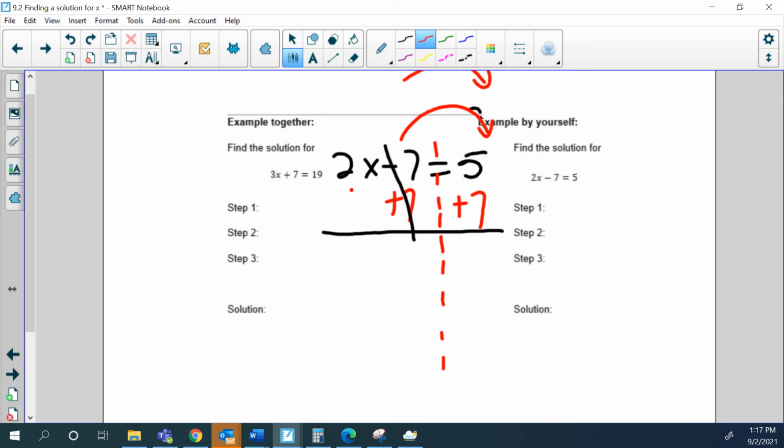I'm going to bring that down. So I'm going to have 2x there. On the right side now, I'm going to have 5 plus 7. That gives me 12. Now this is a multiplication. This is 2 times x.